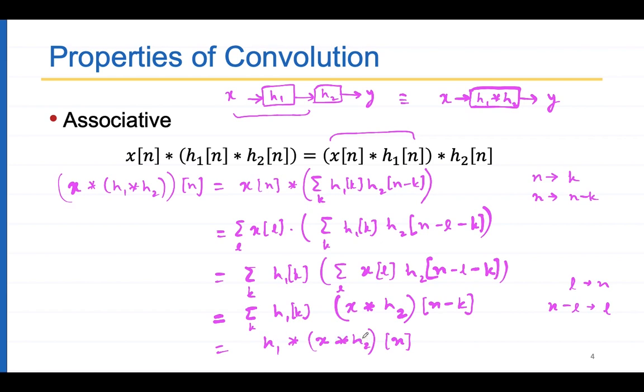So what I have proved here is x convolved with h1 convolved with h2 is h1 convolved with x convolved with h2. Now I can simply use the commutation property to prove that the LHS is equal to the RHS. So here the RHS is simply x convolved with h2 convolved with h1, and the LHS was, so here I can again use commutation, x convolved with h2. So this is the same, hence proved.